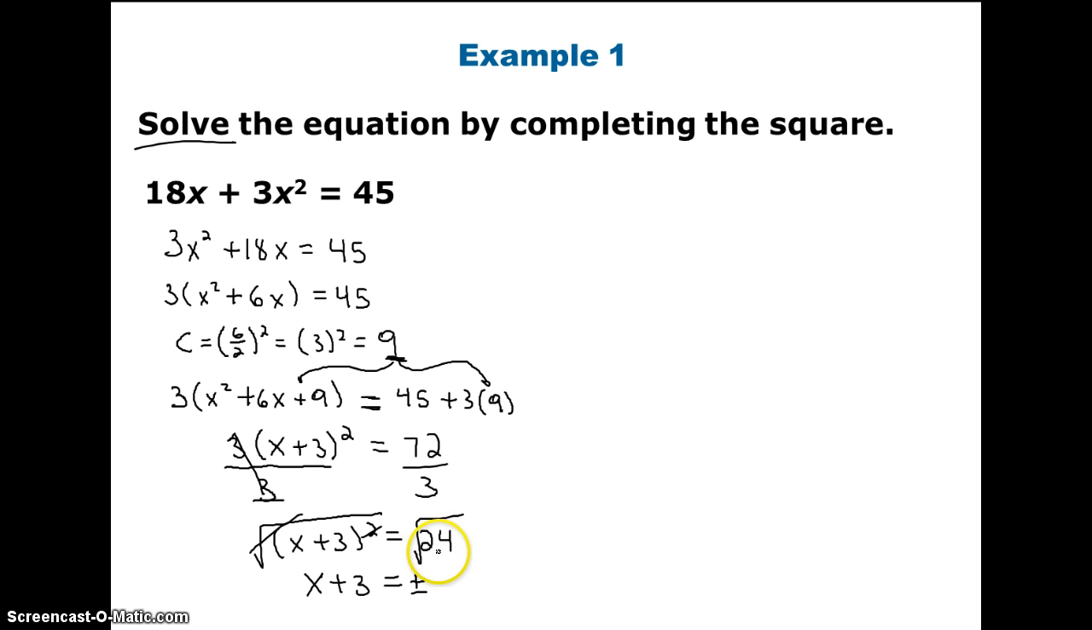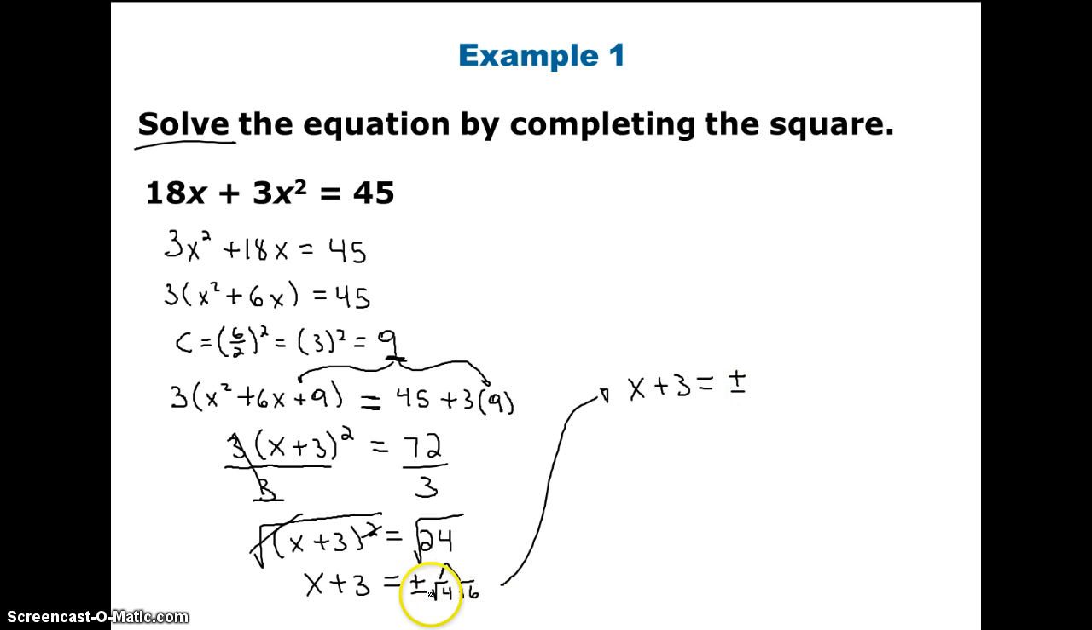We don't need any here, but you can simplify if you can break down the 24. Two numbers multiply to 24, and one of those numbers is a perfect square: 4 times 6. 4 is a perfect square number. So let me continue on this side. We do have x plus 3, and we do have a plus and a minus.